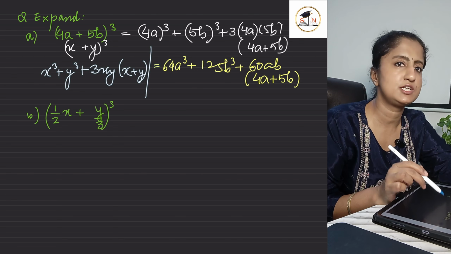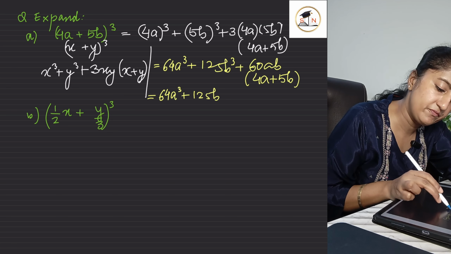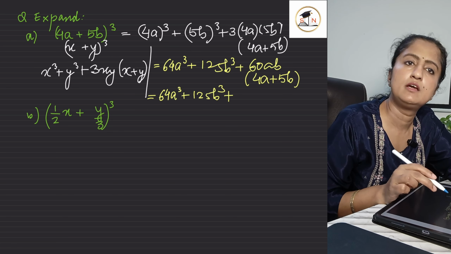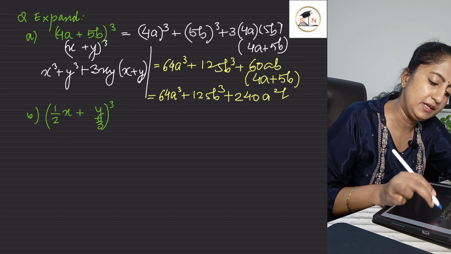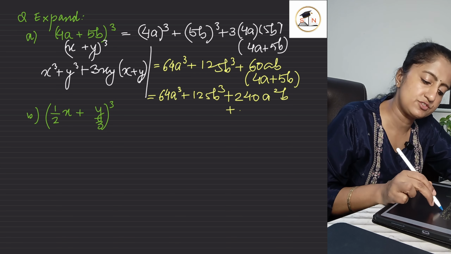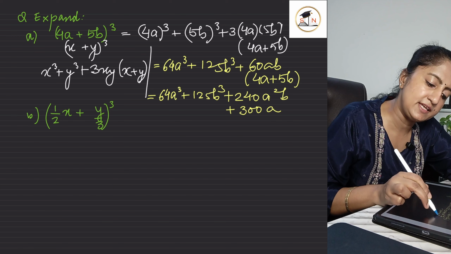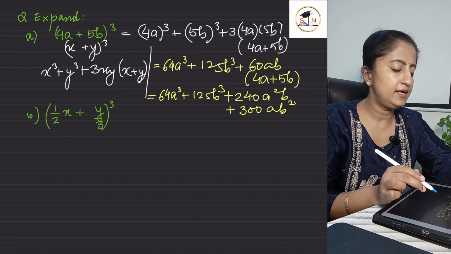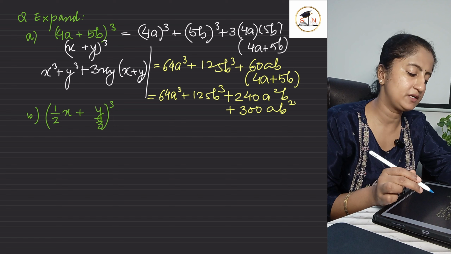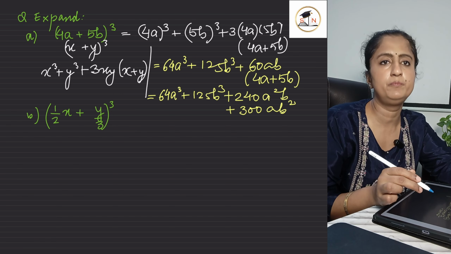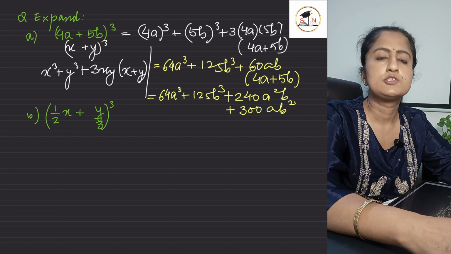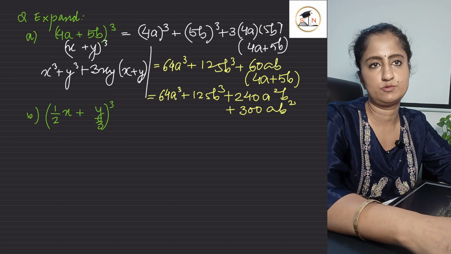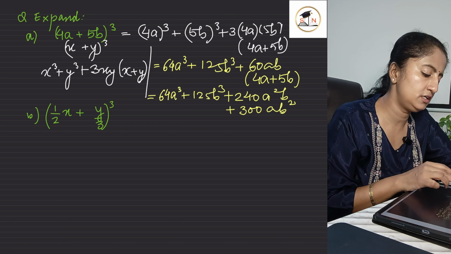So moving on, it gives us 64a cube plus 125b cube plus 60 times 4 is 240, so we get 240 and ab into a gives us a square b. And the last, 60 into 5 is 300, and ab into b is ab square. Every time you use this identity, in expand questions with respect to (x plus y) whole cube, your last two terms will have x square and y square in alternate. That is the identification of this identity as well. Now, moving on with the next question.